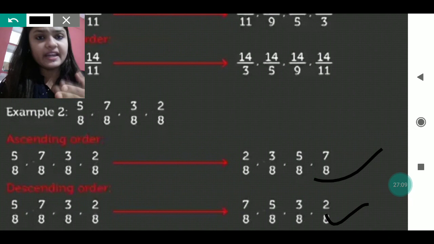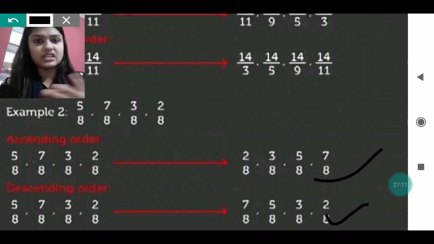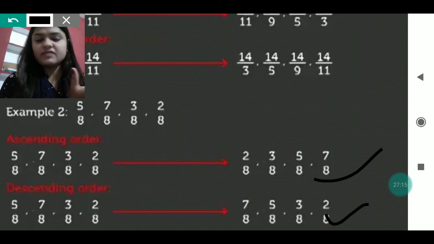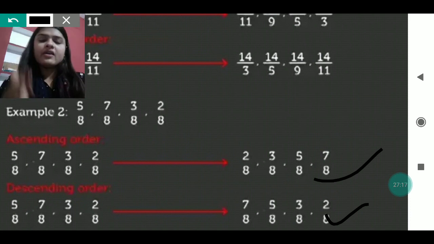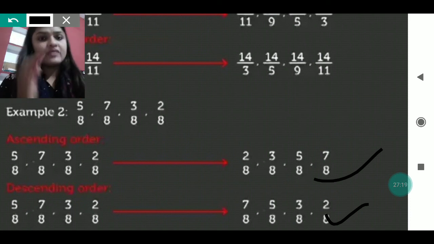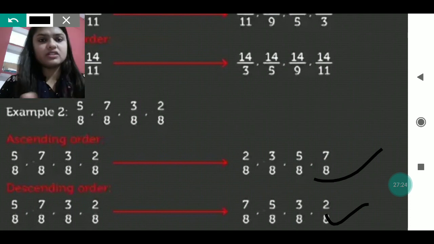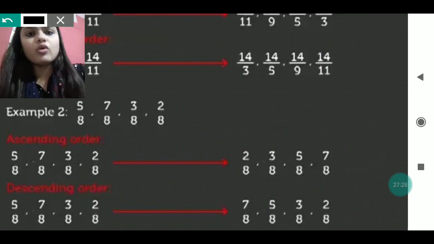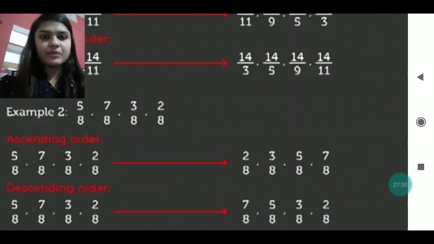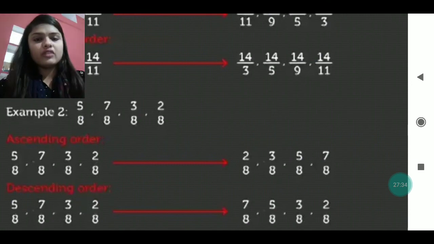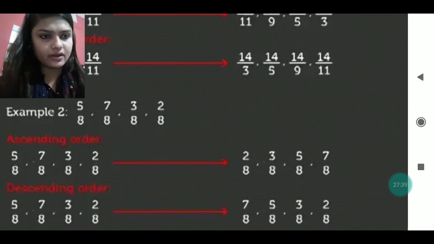When you are doing ascending, the largest denominator will come first and the smallest will go last, because the smallest denominator gives the largest number here. And when you are arranging in descending, the smallest denominator will come first and the largest will go last, because here the smallest is the largest. Same thing. Go through all the examples, all the things. It is very easy. When you go through it again and again, you will understand.